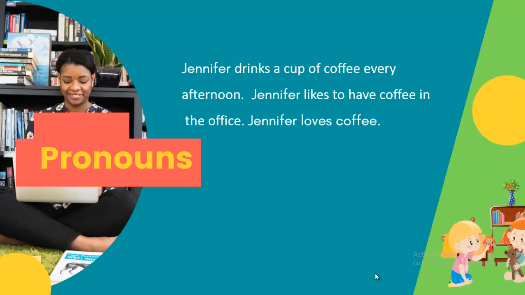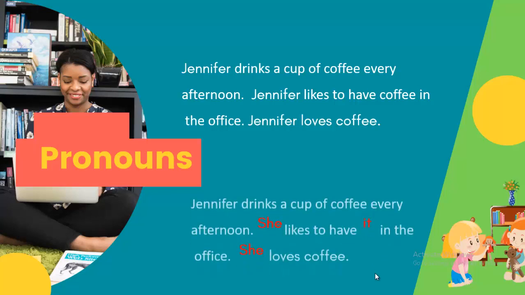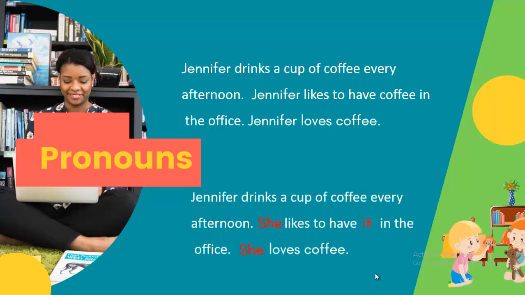For instance, if I'm telling you about my friend and say, Jennifer drinks a cup of coffee every afternoon. Jennifer likes to have coffee in the office. Jennifer loves coffee. This repetition doesn't sound good, so instead of saying Jennifer 3 times, we can substitute it with the pronoun she. We can also replace the word coffee with the pronoun it. Using pronouns helps the flow of sentences and makes them more interesting.